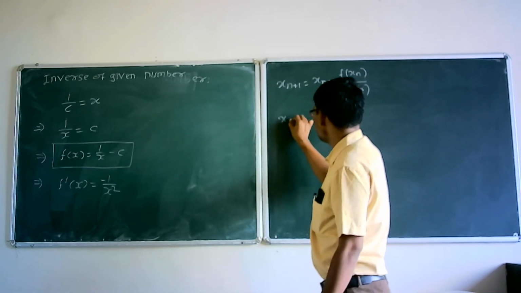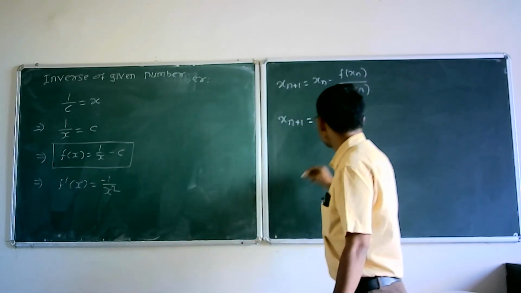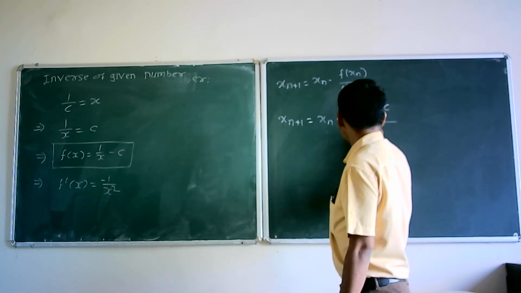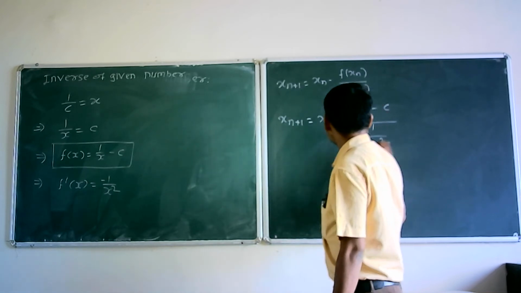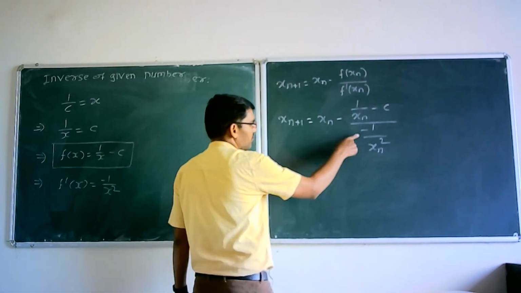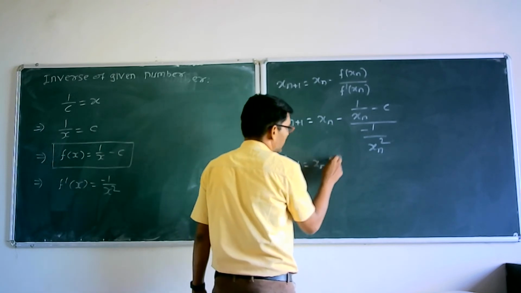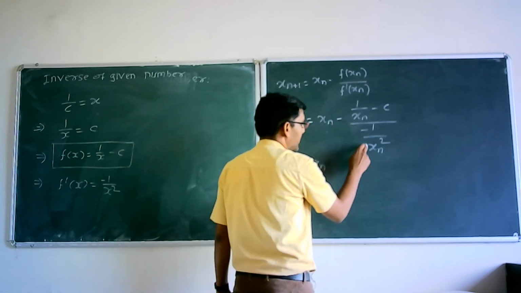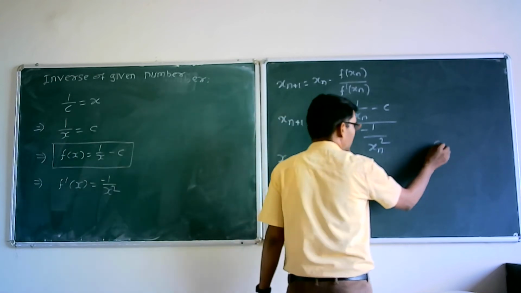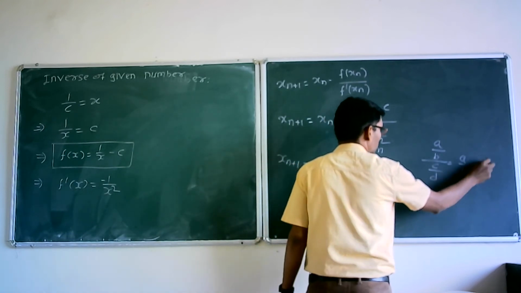So x_{n+1} is equal to x_n minus f of x_n by f dash of x_n, that is, 1 upon x_n minus c divided by minus 1 upon x_n square. By using this minus sign, minus becomes plus. So x_{n+1} is equal to x_n plus, and this a upon b divided by c upon d, you can write as a upon b into d by c.